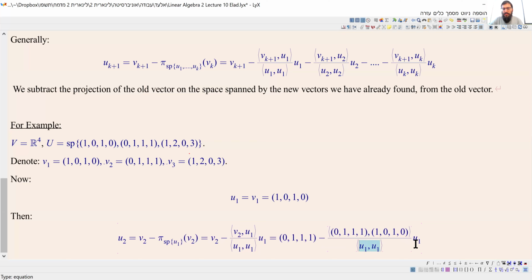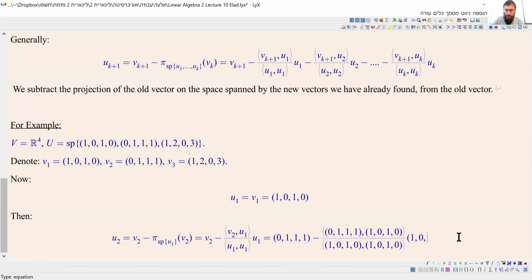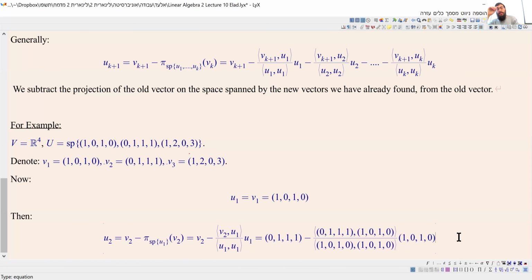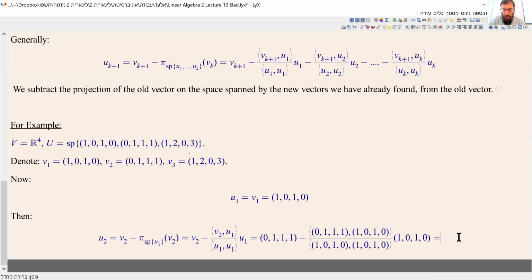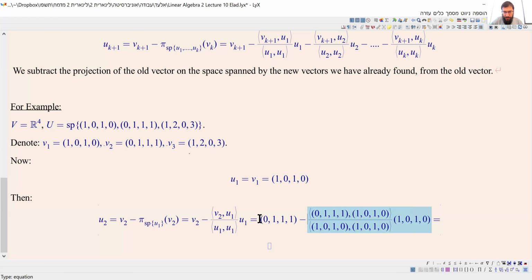And U111 is yet again 1, 0, 1, 0 multiplied by itself. And 1, 0, 1, 0. We already know if the inner product isn't explicitly mentioned, it is the standard one: first coordinate plus second plus third, etc. What do we actually have here?